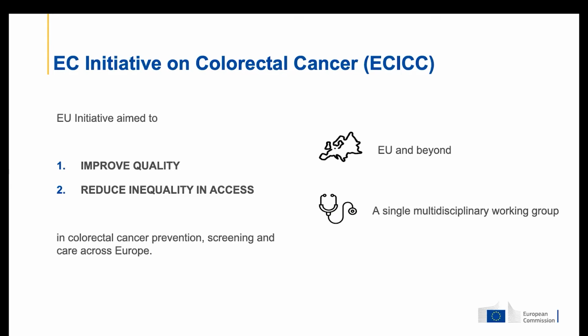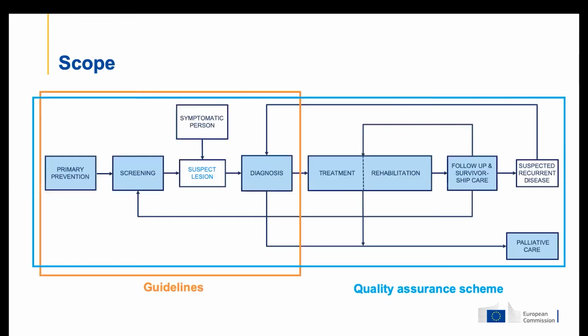We are about to launch another big initiative called ECICC, European Commission Initiative on Colorectal Cancer. The aims are the same as the breast cancer one, but in this case, we will be using a single multidisciplinary working group. I present the scope of our initiative, which goes all the way from primary prevention to palliative care. A part will be covered by guidelines developed by the Commission, whereas the entire scope is going to be covered by the quality assurance scheme.